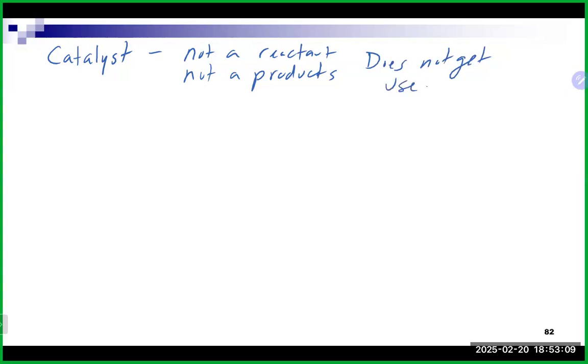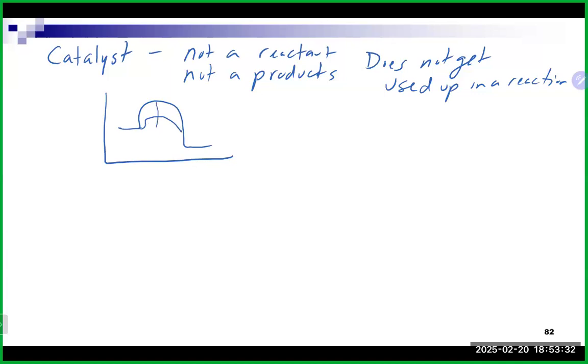So a catalyst is not a reactant. It is not a product. And as you might have learned in kinetics, it does not get used up in a reaction. It is there in most cases to facilitate the reaction occurring faster. And it does so, as you might remember, by finding an alternative pathway to that reaction to occur, which is more efficient, ultimately lowering the activation energy, which is this hill that the reactants has to climb to get to the other side in terms of their products.